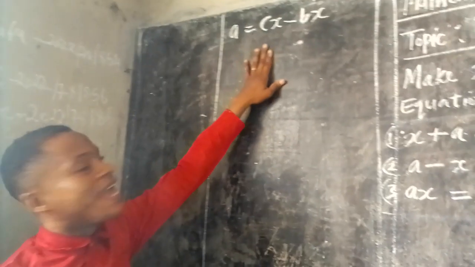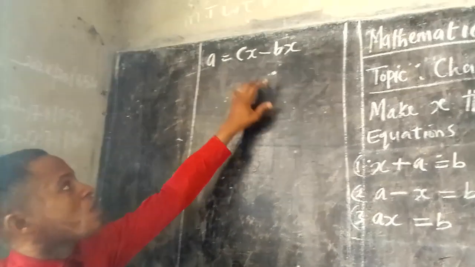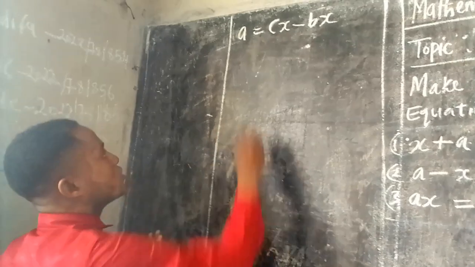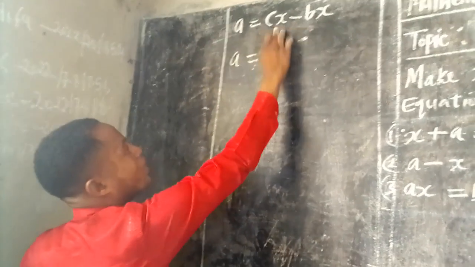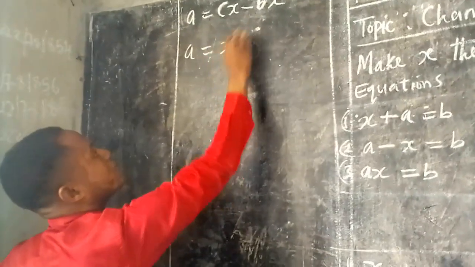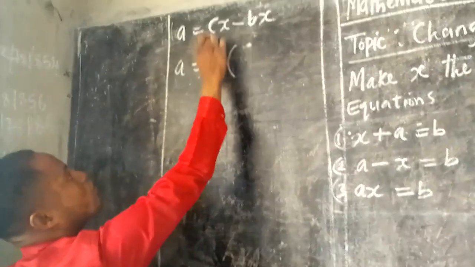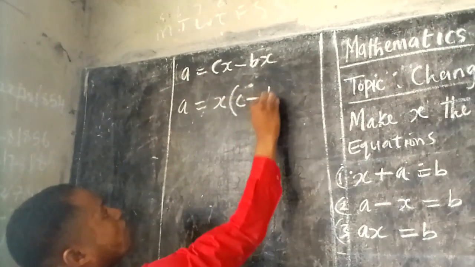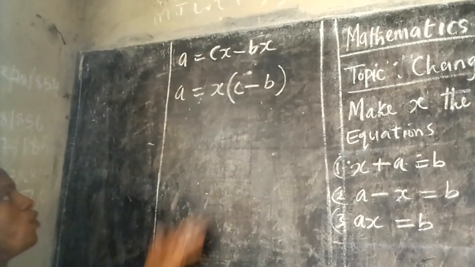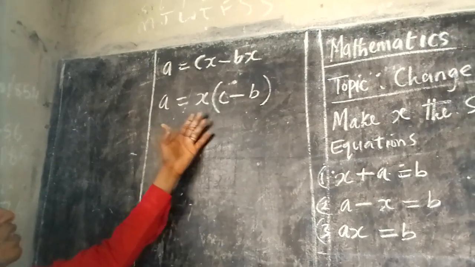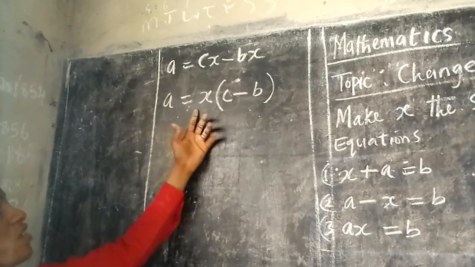So cx minus bx. What we need to do here is to factorize this. To do that we have a equals, what is common here? We can find x here, we can find x here. So we'll bring x and put in bracket. x cancel x, we have c remaining, minus x cancel x, we have b remaining. Alright, so now the next thing to do is to divide both sides by c minus b for x to stand on its own.